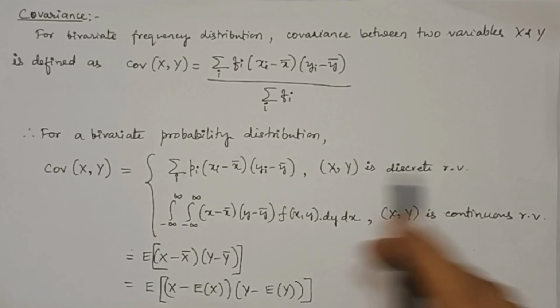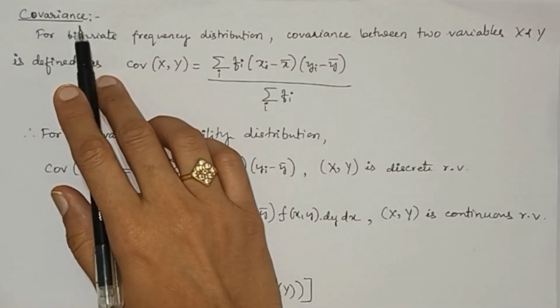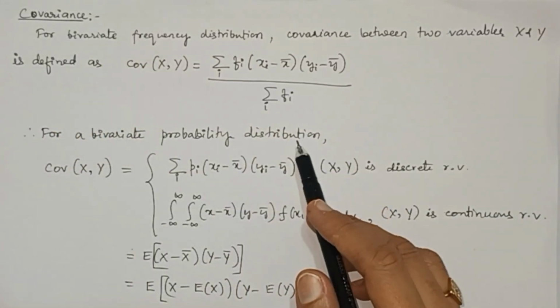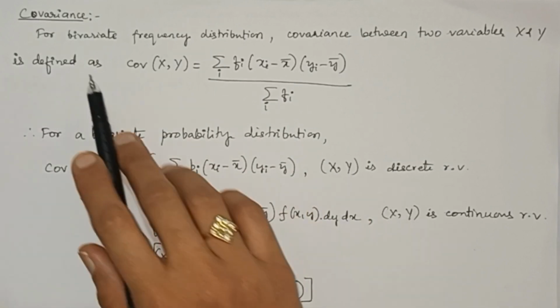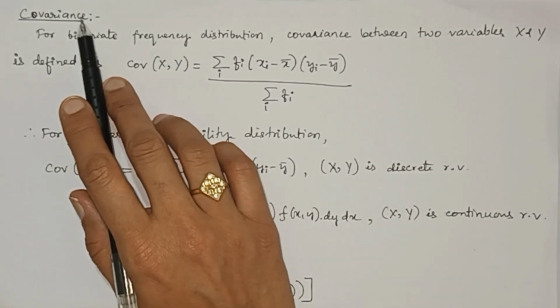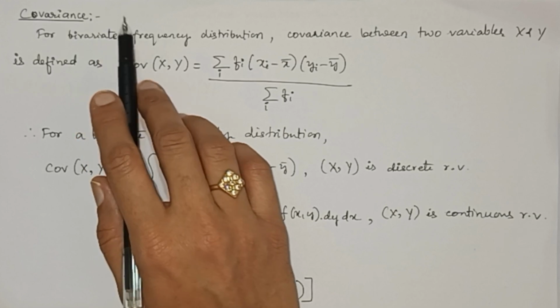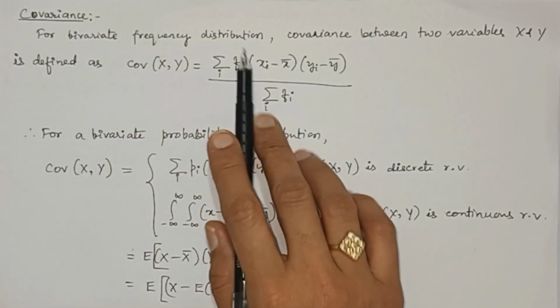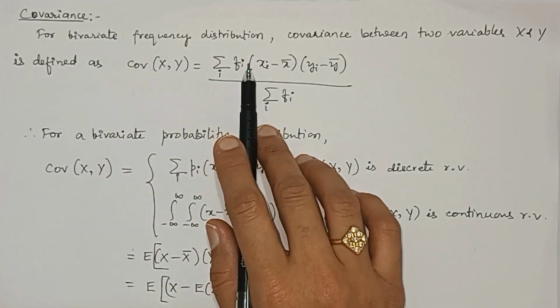In this video, I am explaining how to write covariance in terms of expectation of random variable. Covariance is to measure the linear relationship between given two variables. It is used in bivariate distribution.